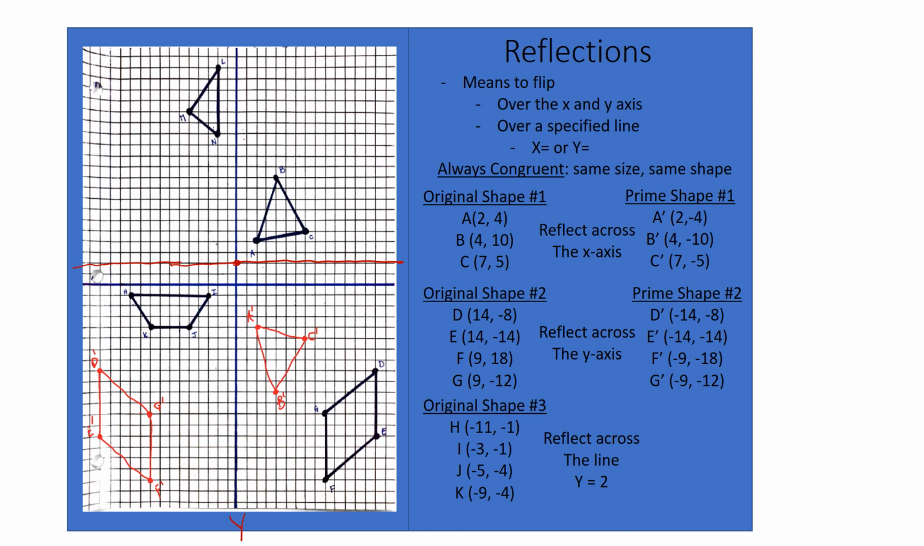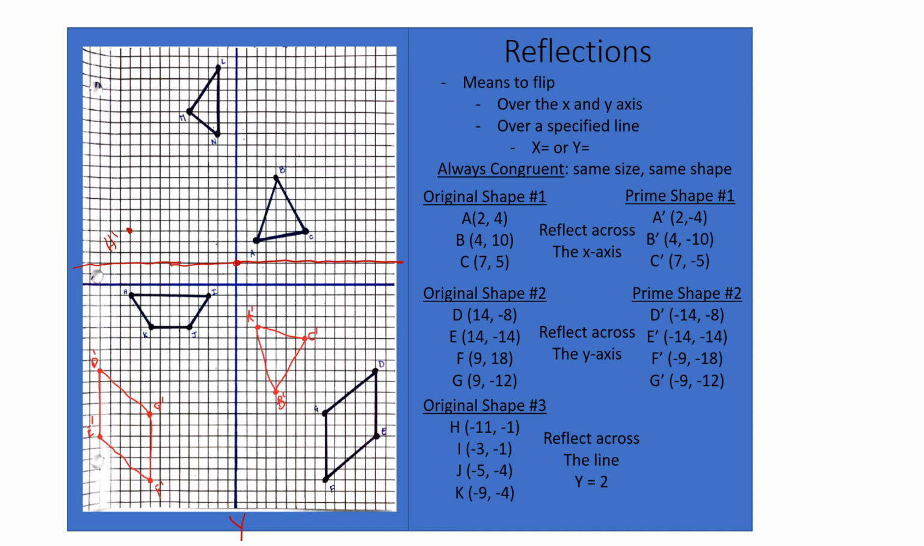So let's start with point H. Put your pencil on point H and count to the line that we just drew. 1, 2, 3. It should have taken you 3 units to get to the new line. Just like before, we have to cross the line, so we're going to go 3 more. 1, 2, 3. I put my point, and I'm going to label it H prime.